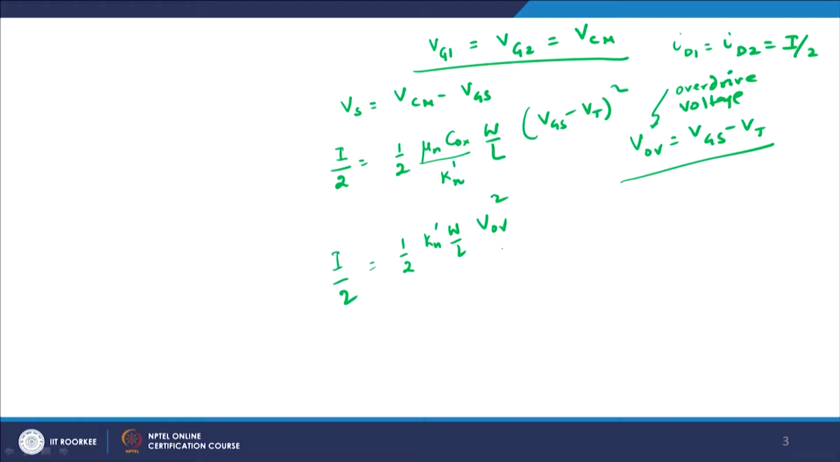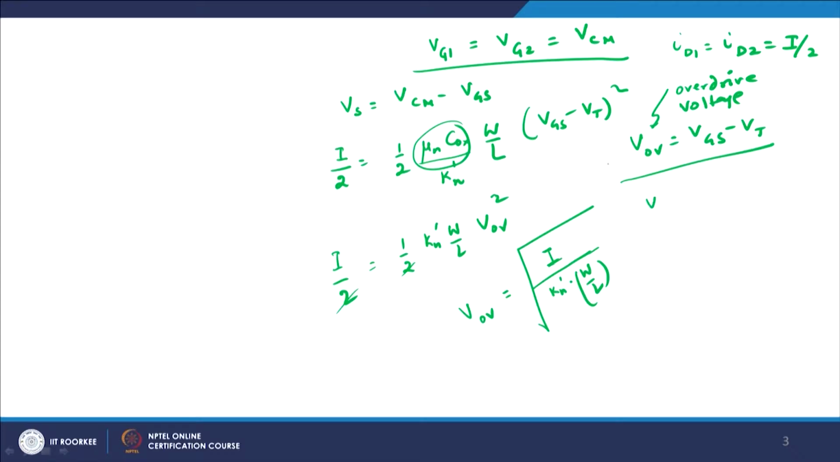Which means that if you find out V overdrive, this 2 and 2 will cancel out, and therefore my V overdrive comes out to be equal to how much? You just check it out, it will be given as I divided by Kn prime into W by L, under a square root, where I is the current drawn on this side, W by L is the aspect ratio, and Kn prime is given by mu n into C oxide, right, and I get V overdrive to be equal to the root of this whole quantity.